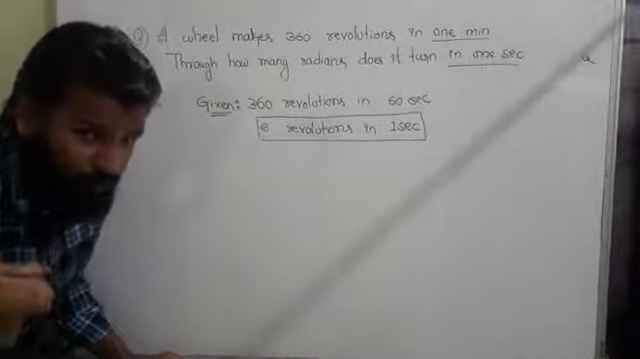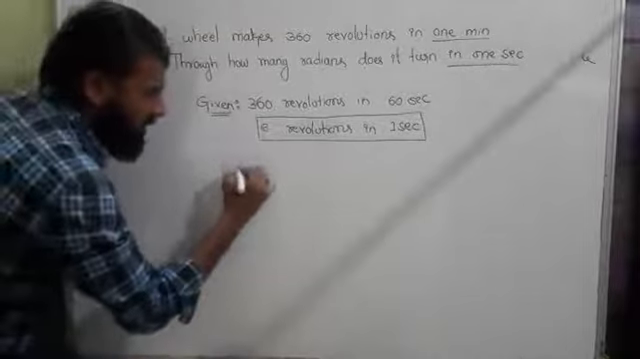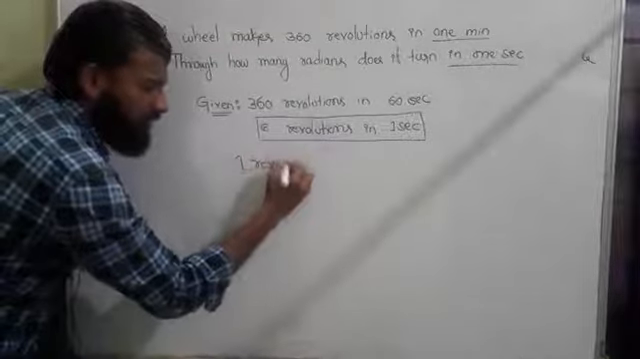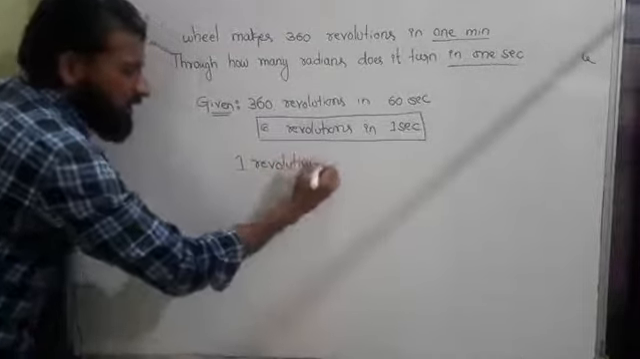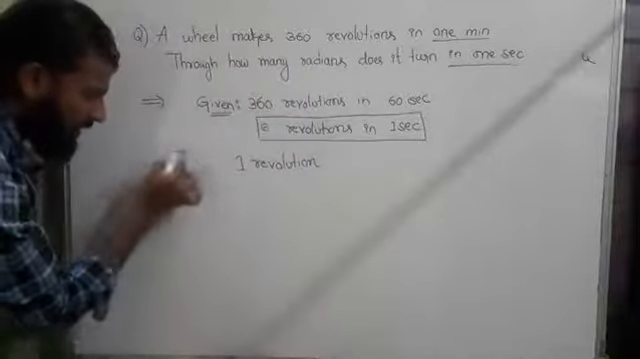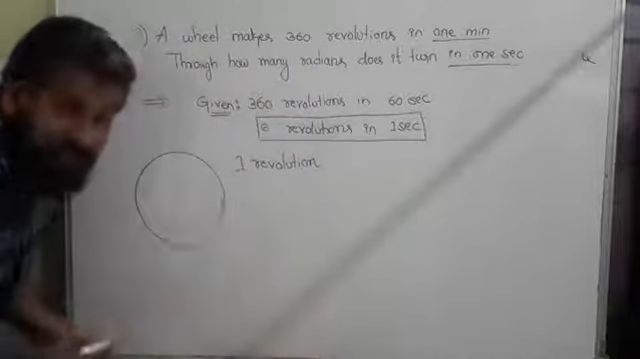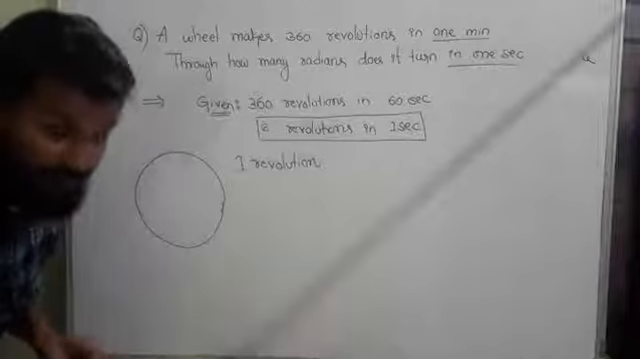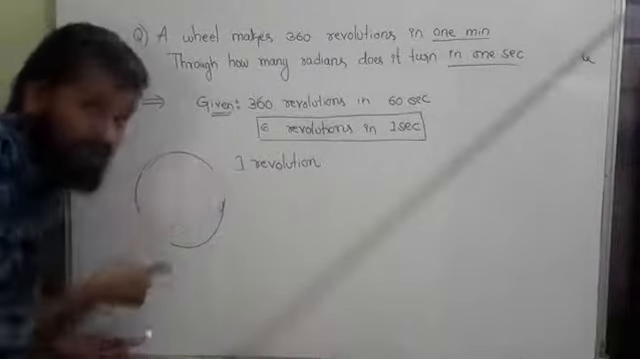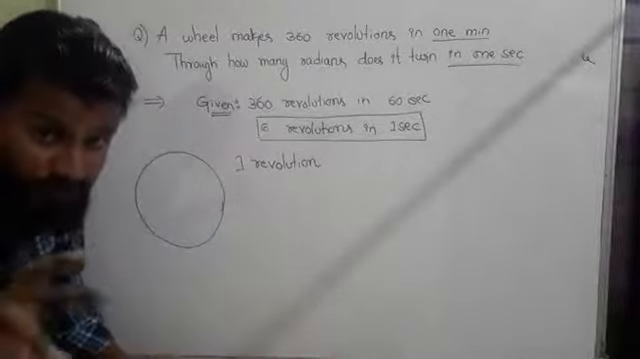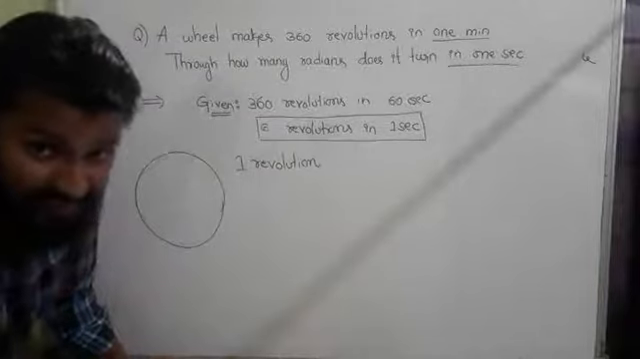So we know, my dear friends, one revolution. What do you mean by revolution? A complete round, isn't it? A complete round is called a revolution. And we know that one complete round is nothing but 2 pi radian or 360 degree.